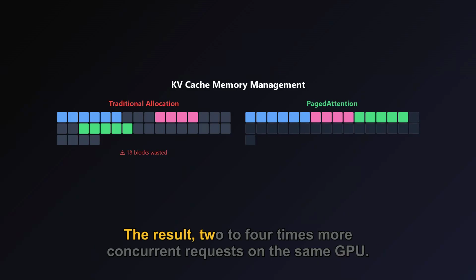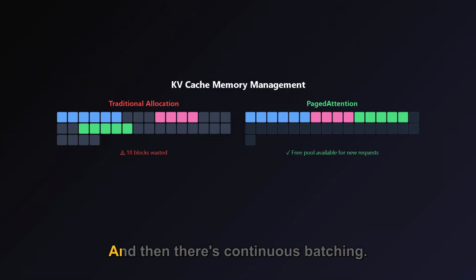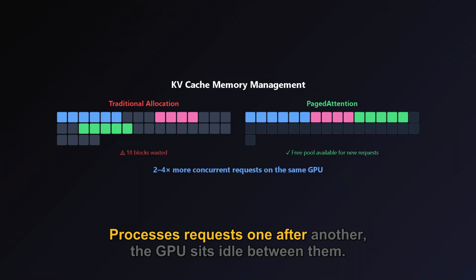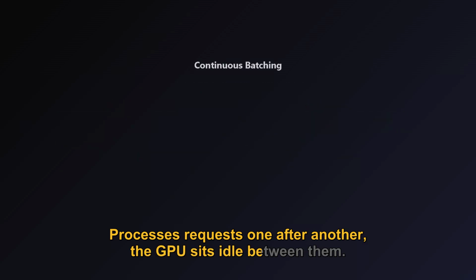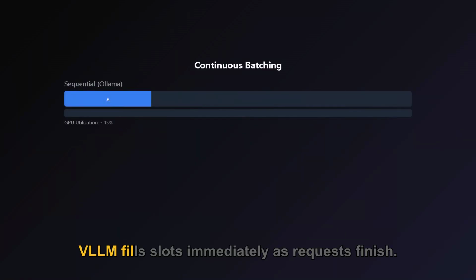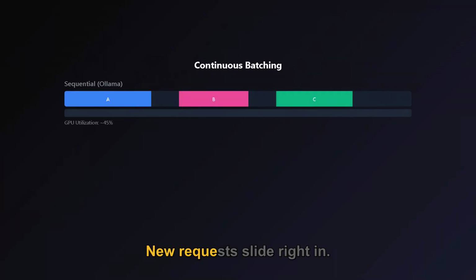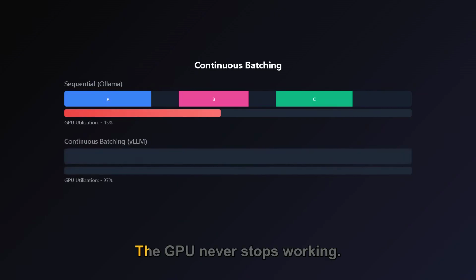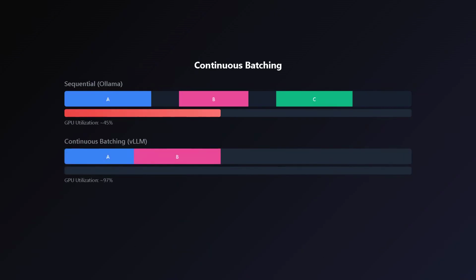The result? 2 to 4 times more concurrent requests on the same GPU. And then there's continuous batching. Ollama processes requests one after another, so the GPU sits idle between them. vLLM fills slots immediately as requests finish. New requests slide right in. The GPU never stops working.